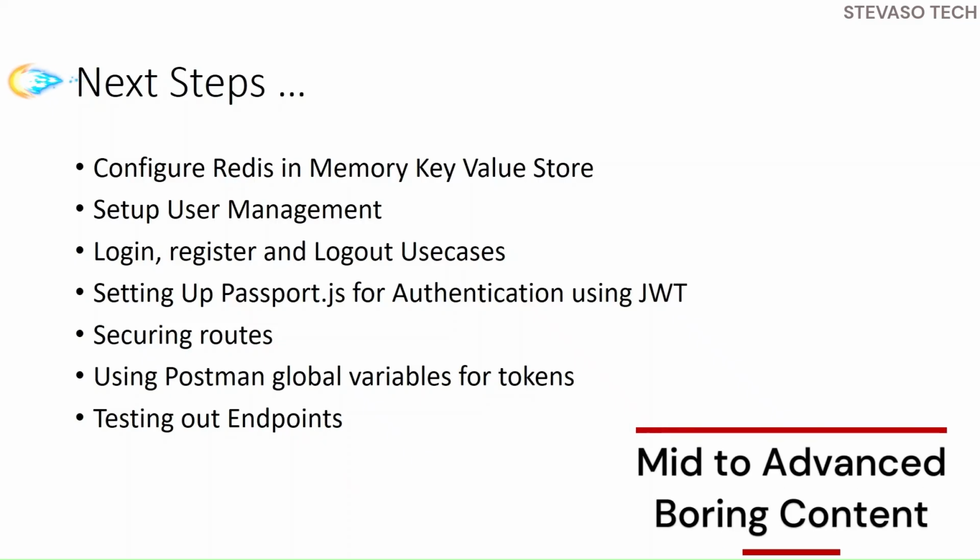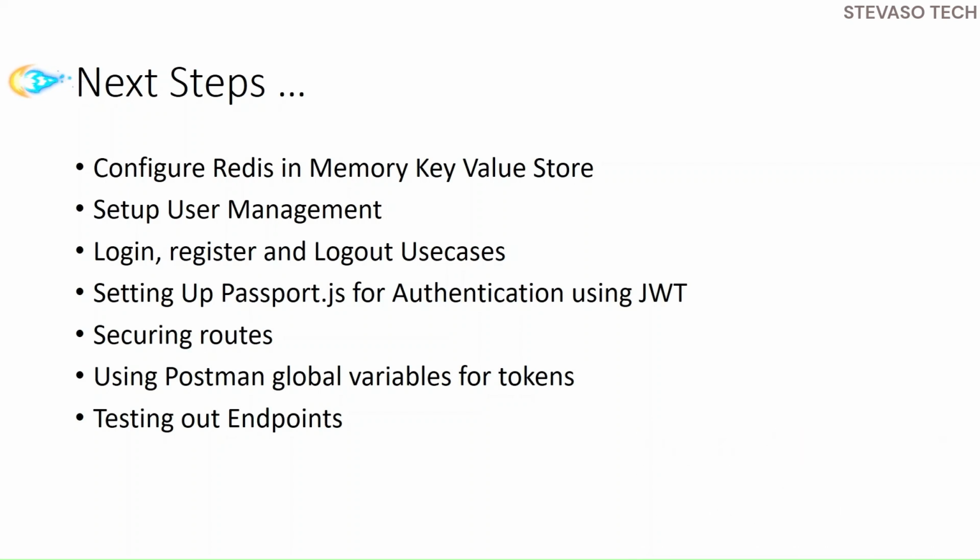The next steps: the first step we are going to do is to configure the Redis key value in-memory database for two reasons. The first is to store user profile, and the second reason is to store responses for performance. So whenever we get a response for a particular endpoint, we can store that in the Redis key value store, and we can serve any requests from that store rather than actually going back to our MongoDB.